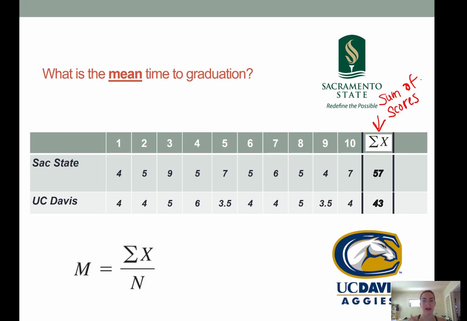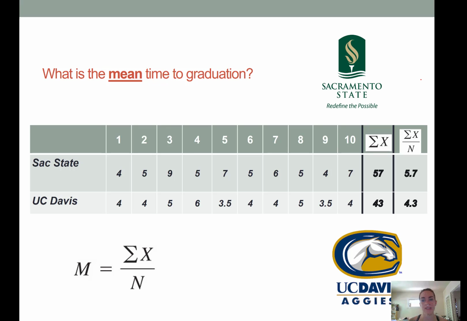I did that in that column separately. So if you add up all the scores for the Sac State students, you get 57. And if you add up all the years to graduation across all the 10 UC Davis students, we get a value of 43. So each of those has 10 students. So we divide by 10 in both cases to get a mean time to graduation for Sac State students of 5.7 and a mean time to graduation for UC Davis students of 4.3.